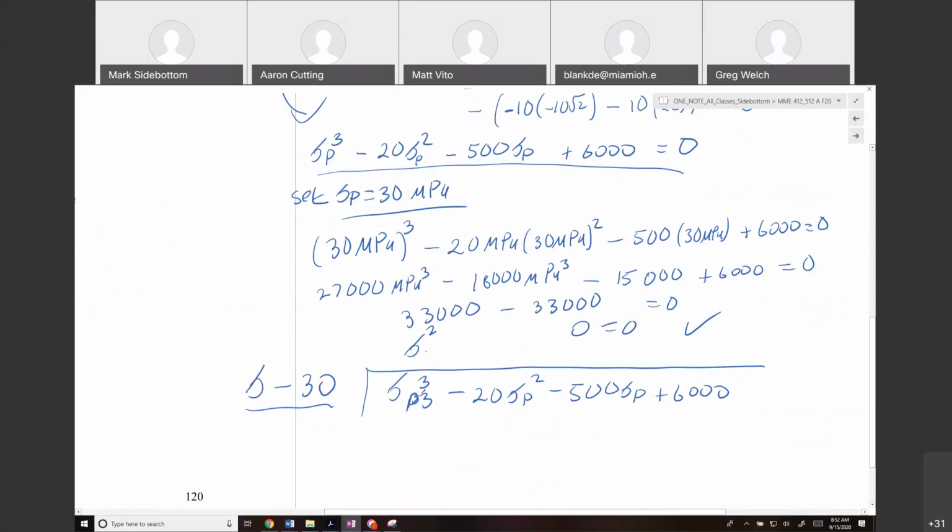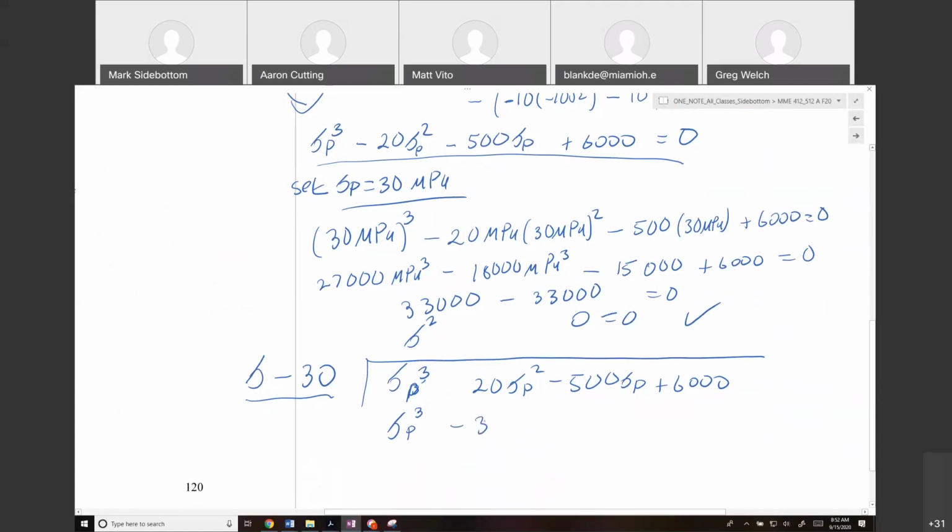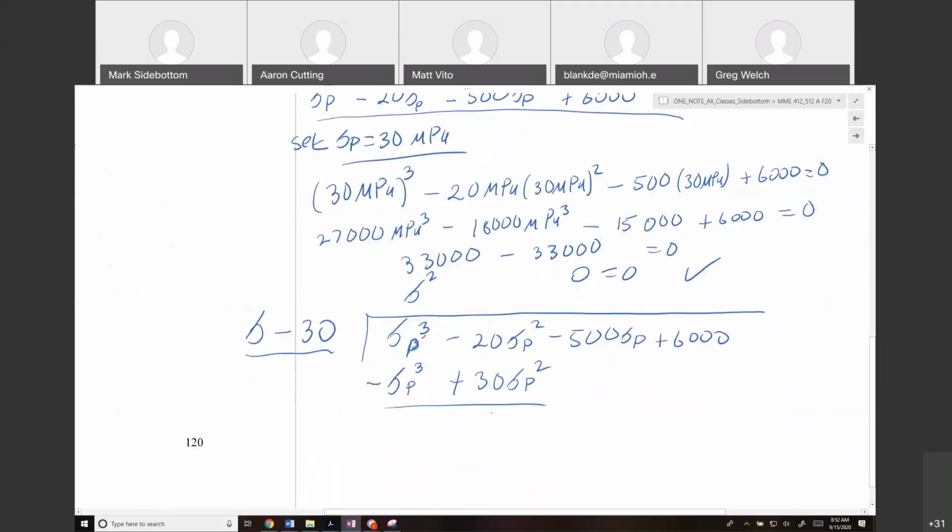So if you multiply sigma squared by the sigma minus 30 term, we'll end up getting sigma p cubed, and then minus 30 sigma p squared, and then we have to subtract these terms here. So if we do that, what we end up getting is 10 sigma p squared minus 500 sigma p plus 6,000. You can repeat this process.